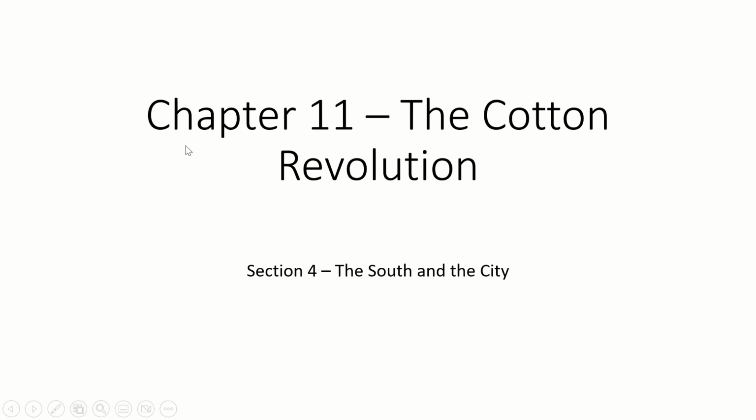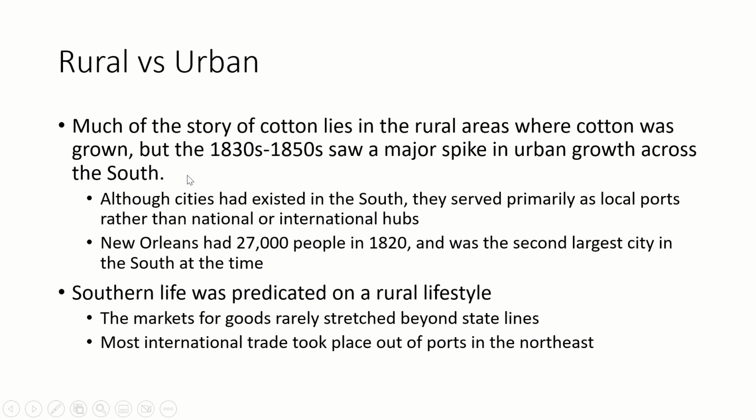It is this urban culture that we're going to talk about here in Section 4. Much of the story of slavery and cotton lies in the rural areas where cotton actually grew. Slaves worked in the field, and planters and farmers held reign over their plantations and farms. But in the 1830s, 40s, and 50s, there was an extraordinary spike in urban growth across the South.